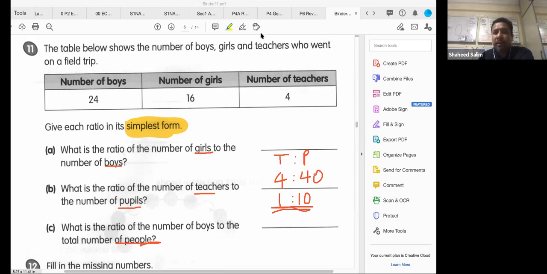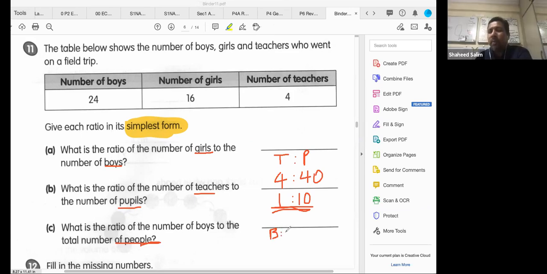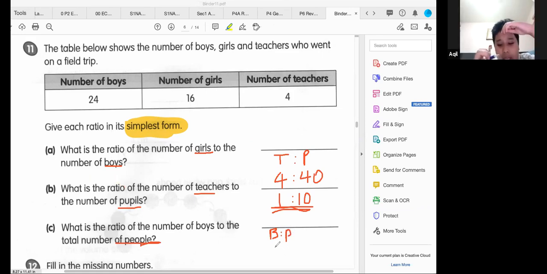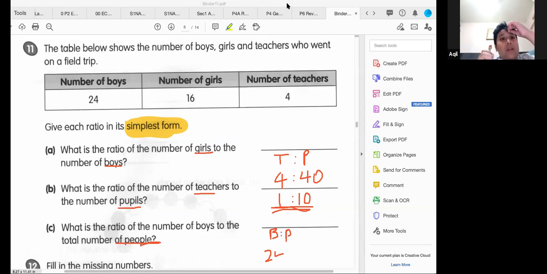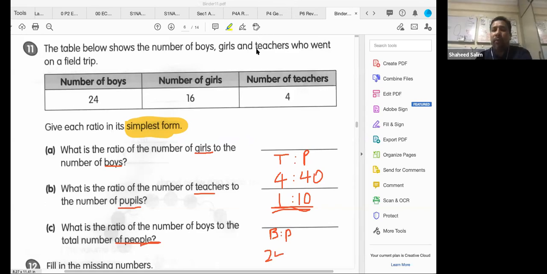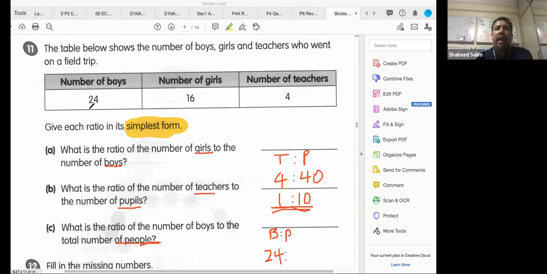All together. Is it correct? Because I divide it after. Okay, it's not correct. Okay, you tell me now. How many boys are there? There are 24. How many people are there? There's 44, is it? Now, how do you know there's 44 people? 24 plus 16 plus 4, everything. 24 plus 16 plus 4, so 44.